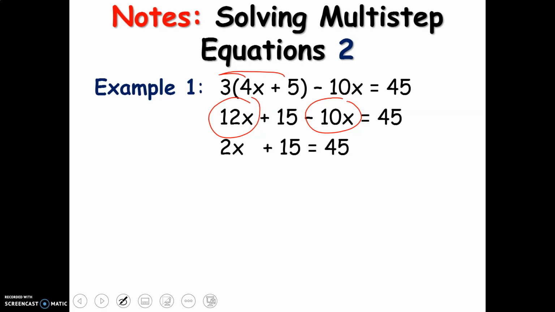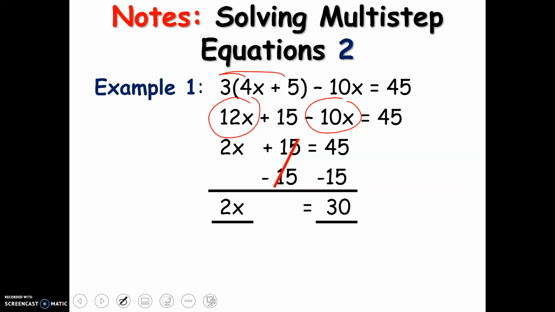Our goal is to isolate the variable x, so we start by getting rid of the plus 15. To get rid of plus 15, we subtract 15 on both sides. This becomes 2x is equal to 30. We would like to get rid of the 2 being multiplied to the x. The opposite of multiplying by 2 is to divide by 2. On the left-hand side, 2 divided by 2 is 1. 1 times x is x. And on the right-hand side, 30 divided by 2 is 15. So x is 15.